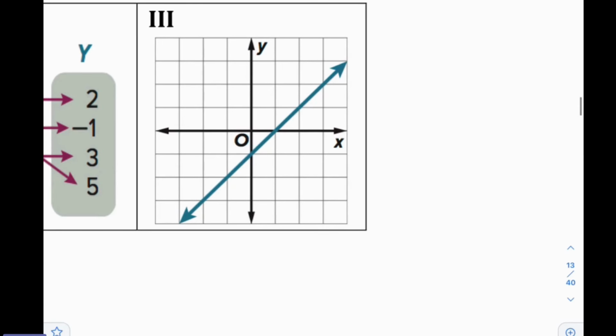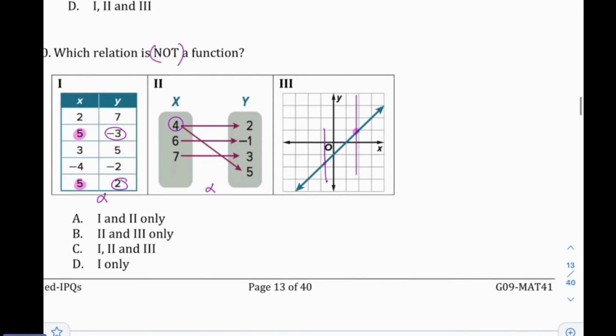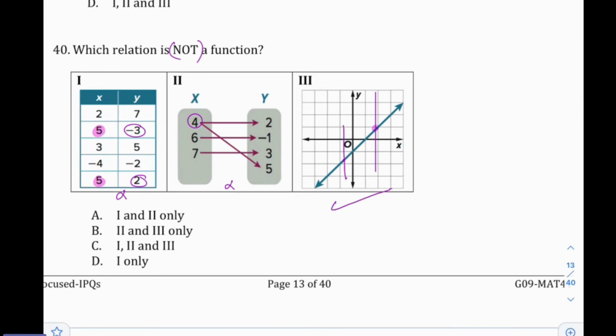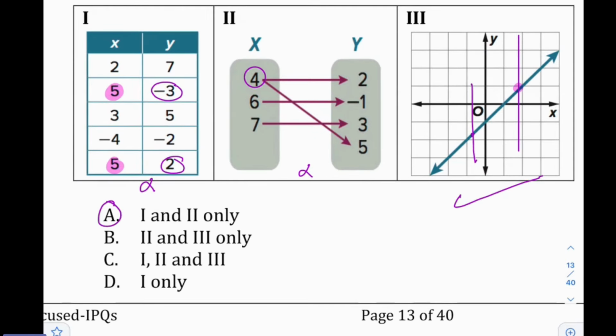While this one is a line, and all lines are functions except the vertical line. The vertical line is not a function because if you pass the vertical line test, it will pass billions of times. So this is definitely a function, because if you pass a vertical line, it will pass only once at any place you choose. He is asking about not a function. So 1 and 2 are not functions, and I will choose A.